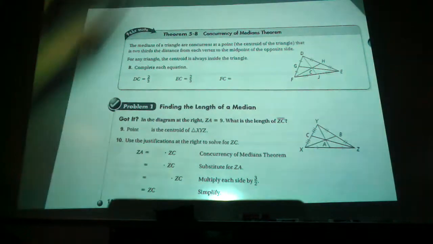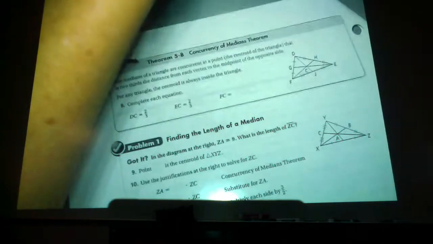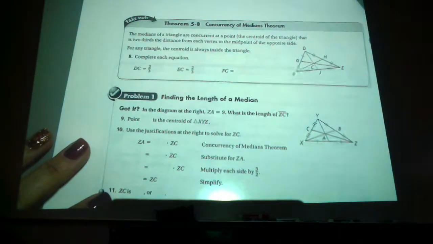So we have a new theorem for medians. Why do I feel like I'm so crooked? I don't know if that's an improvement.